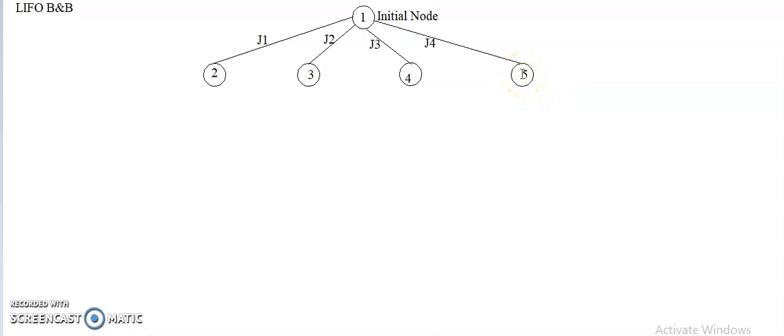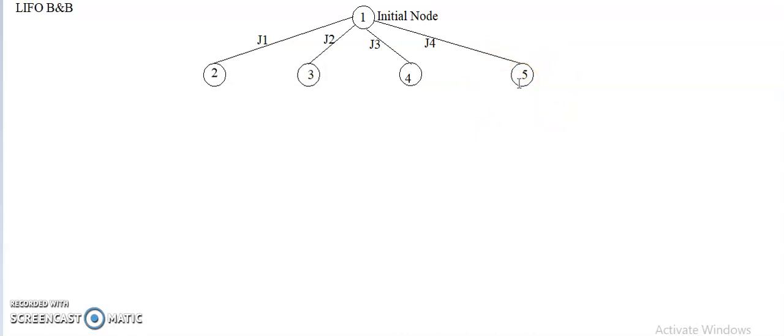In the case of FIFO branch and bound, what we did first was this: node number 2 was the first node we created, so we started exploring node number 2. Now we are using the LIFO branch and bound, last in first out. So the newly added node, the one on the stack top, is node number 5. So we are supposed to explore this particular node number 5.